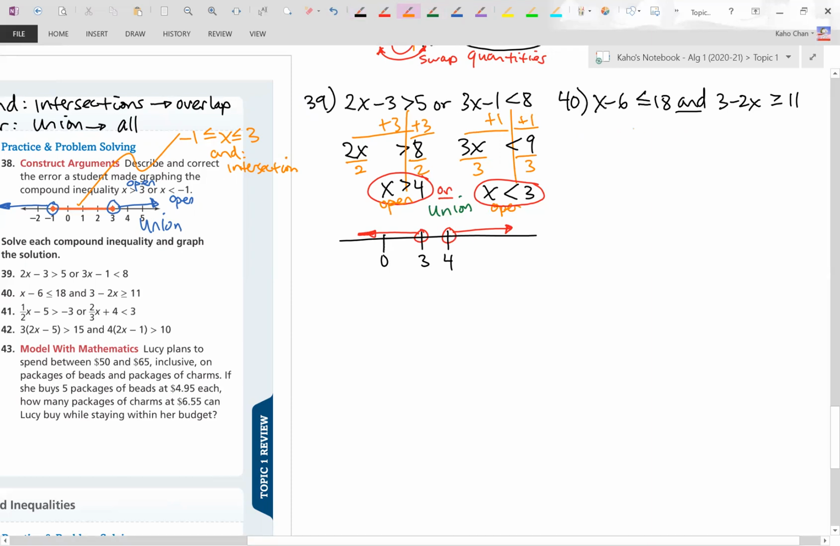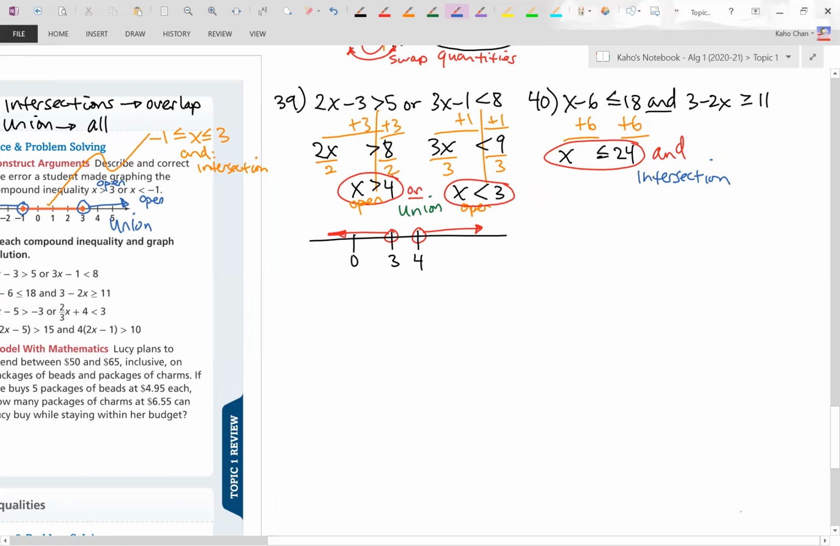All right, first inequality, add 6 to both sides. That gives me x is less than or equal to 24. That's a crazy big number. Okay, fine. And, which means intersection of two rays. Okay, let's solve this one. Subtract 3 from both sides. -2x is greater than or equal to 8. Divide by -2. I believe they made a mistake.